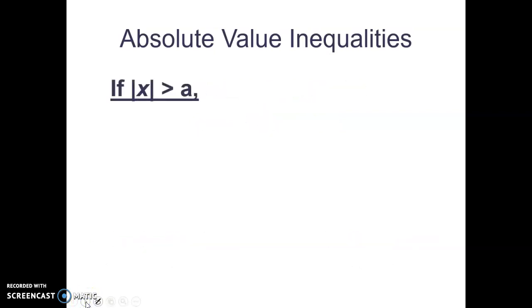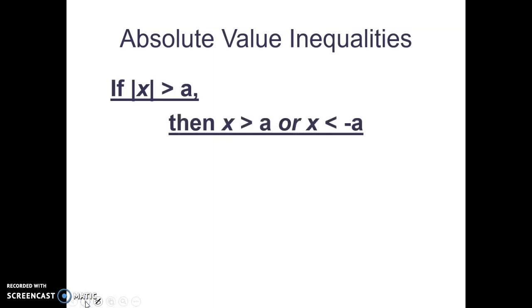All right, so let's summarize this rule here. If the absolute value of x is greater than a, then we're going to have a disjunction. If it's greater than or equal to, we're going to have a disjunction here. We're going to have lines going two different directions. We've got our or here. It's either this or that.